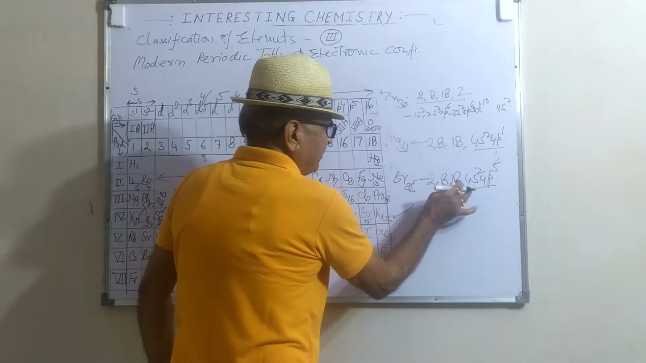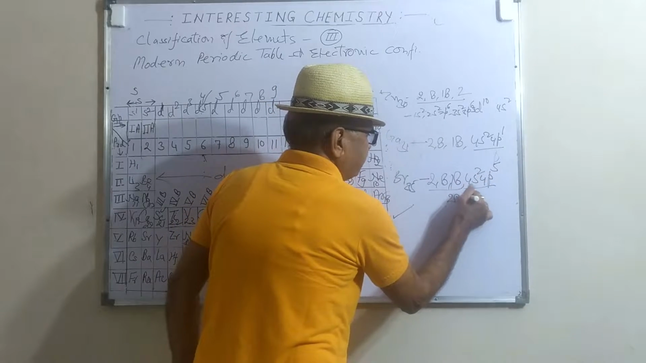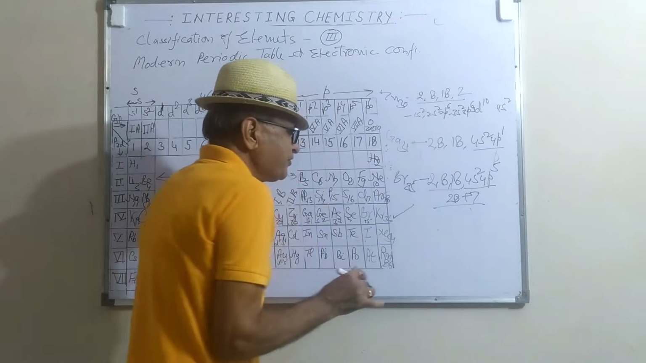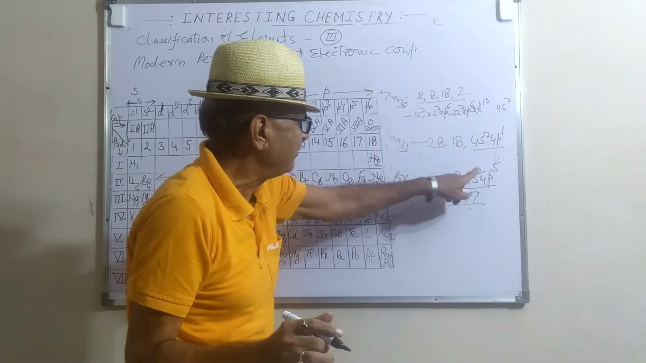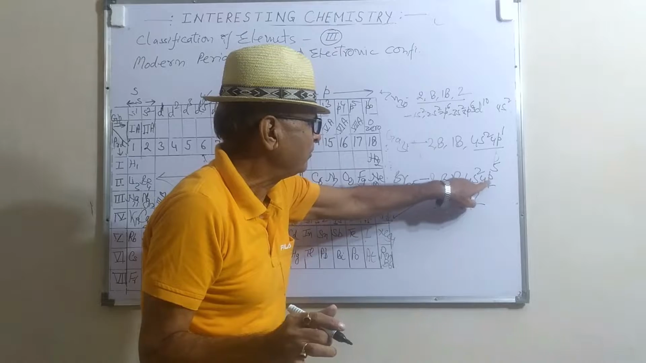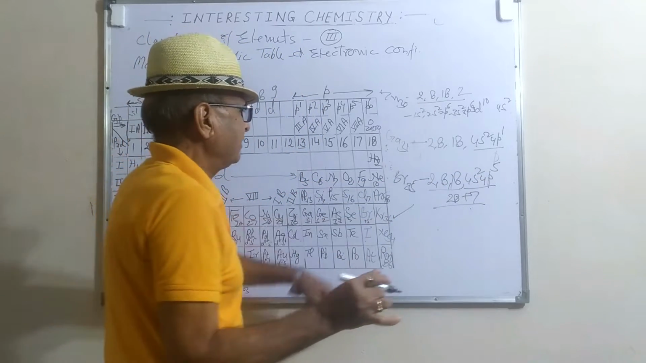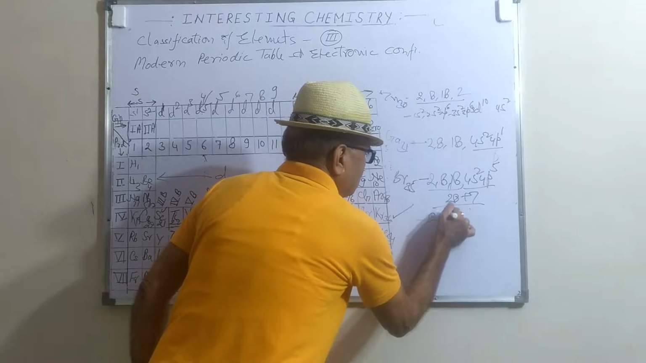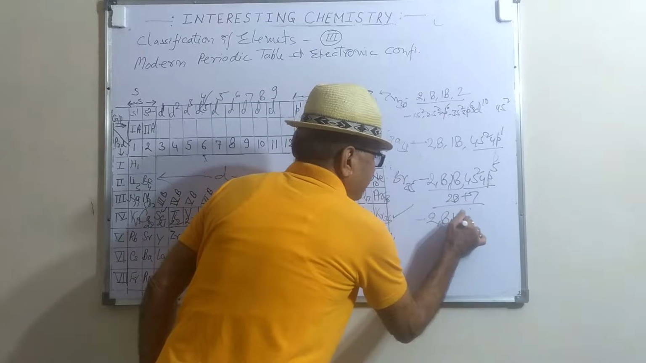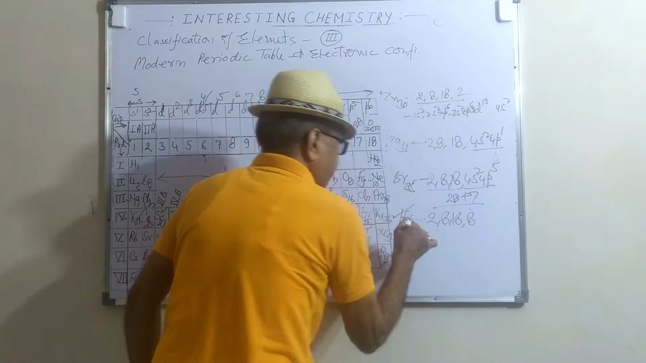Please check the total number: 28 plus 7, that is 35, in 4s2, 4p5. And this one is krypton 36, that is 2, 8, 18 and 8. It is krypton 36.